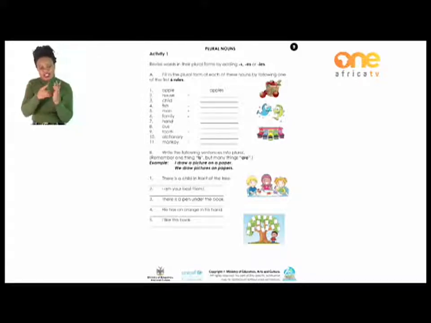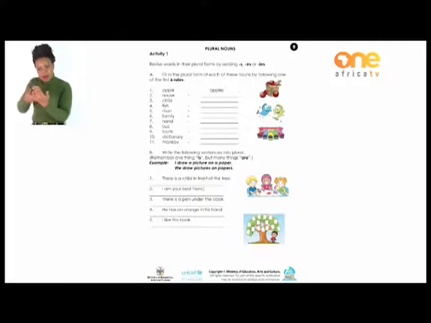If you have forgotten, you have to refer to the first 6 rules. B, write the following sentences into plural. Remember one thing: for one thing, you say is, but for many things, we say are. For example, I draw a picture on a paper. We drew pictures on papers. So the word that we have changed to its plural form is paper, to papers, by adding S.